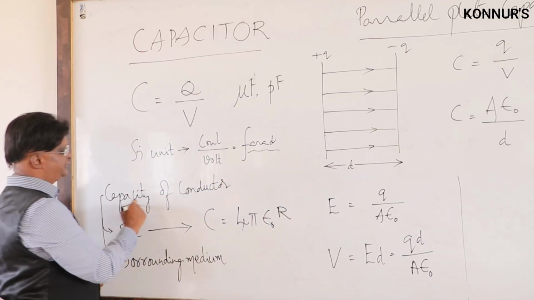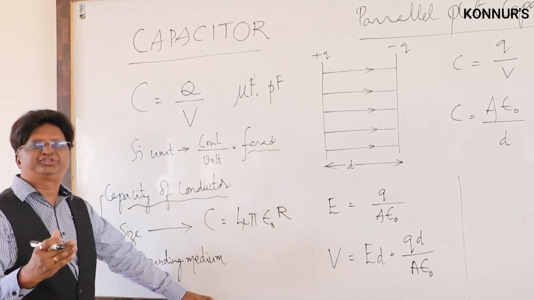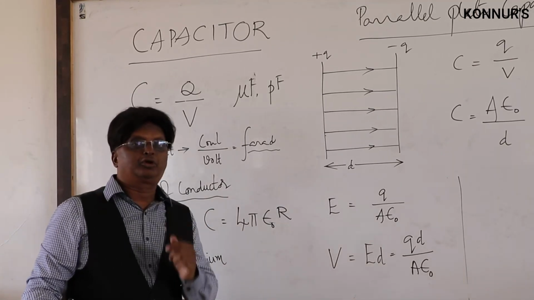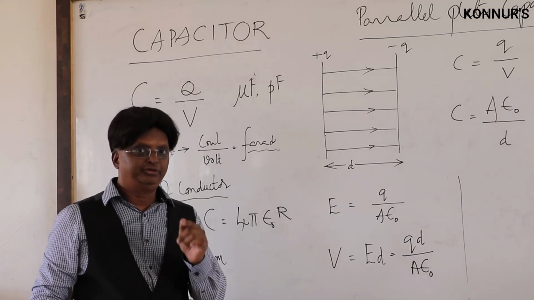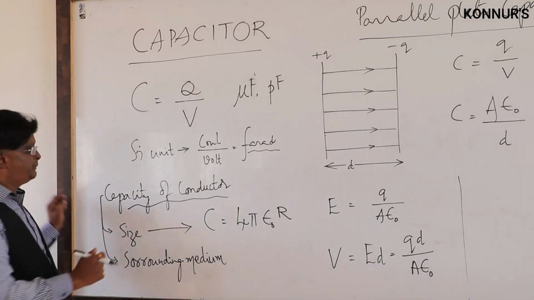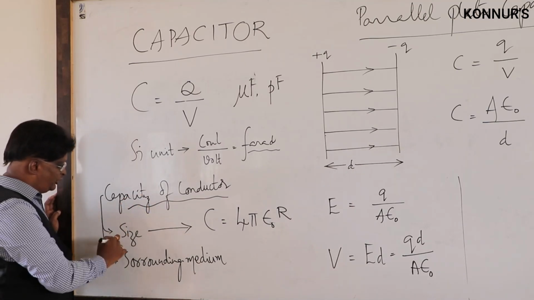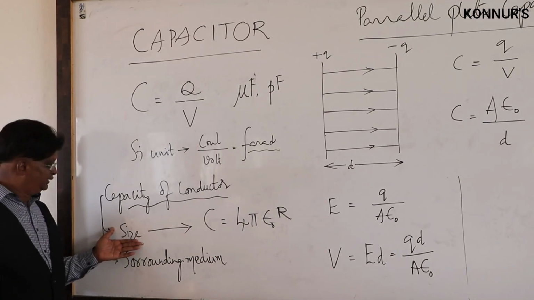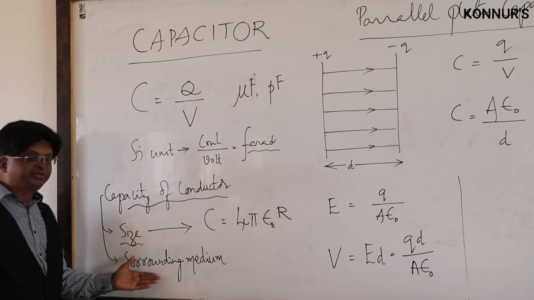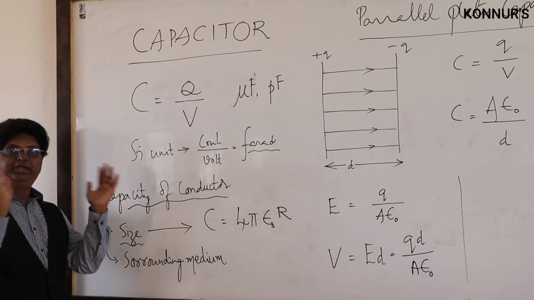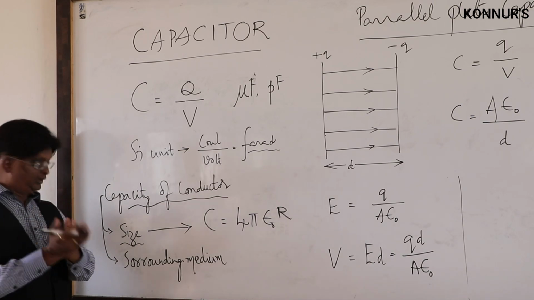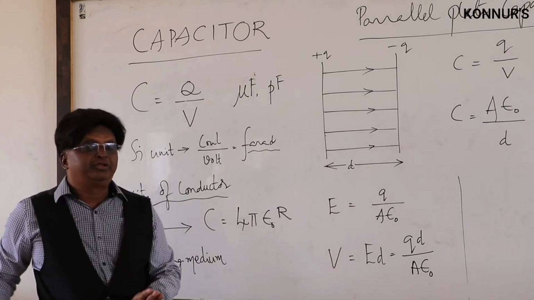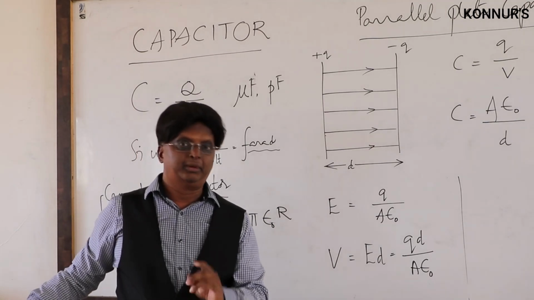Now, capacity of a conductor is the ability to hold charge, literally speaking, but in the class I have told you, remember, it is the charge required to increase the potential of a conductor by unity. That is how we have defined it. Capacity of a conductor depends on two aspects: number one, the size of the conductor, and then the surrounding medium. The medium surrounding the conductor also affects the capacity. The capacity of a conductor never depends on the charge on the conductor, remember.